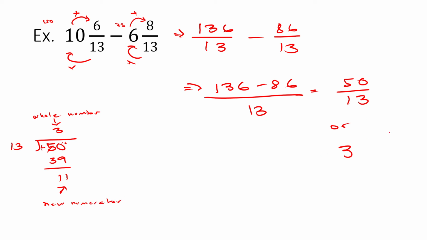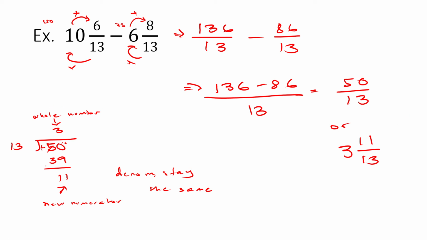So when you combine that, you're going to get 3 and 11 over 13. Your denominator stays the same. Okay? So that's how you, for those that just forgot, change mixed numbers to improper fractions.